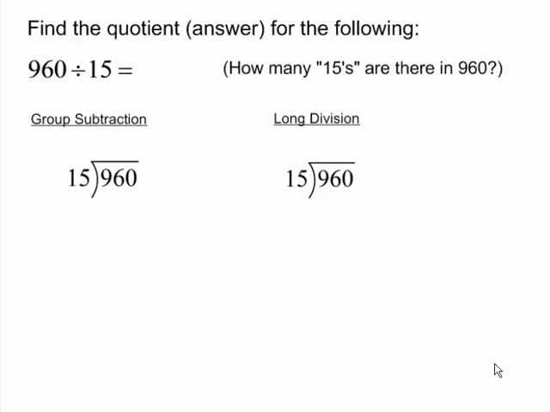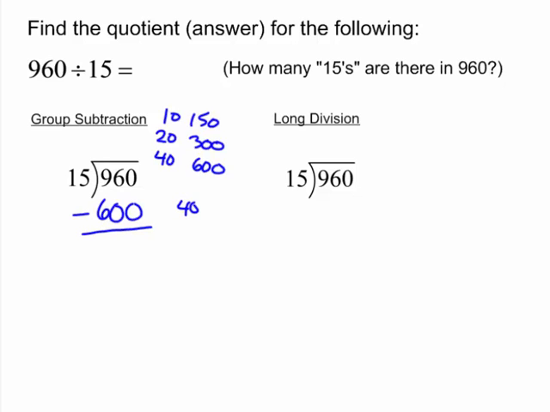If I do a group subtraction method, I know that 10 groups of 15 would be 150. So I can write those linked together. If I double that, 20 groups would be 300. I might even be able to go a little higher if I double that one more time. 40 groups would be 600. So I could start by taking away 600 from the 960, which is 40 groups of 15.